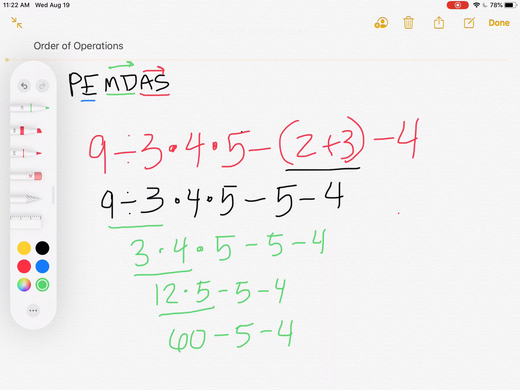And here I'm going to show you where you could combine some steps, or you can do these individually. 60 minus 5 is 55, minus 4 is 51 for our final answer.